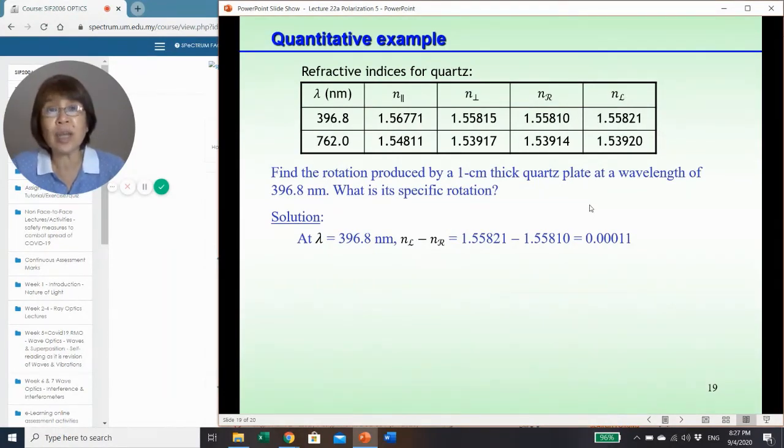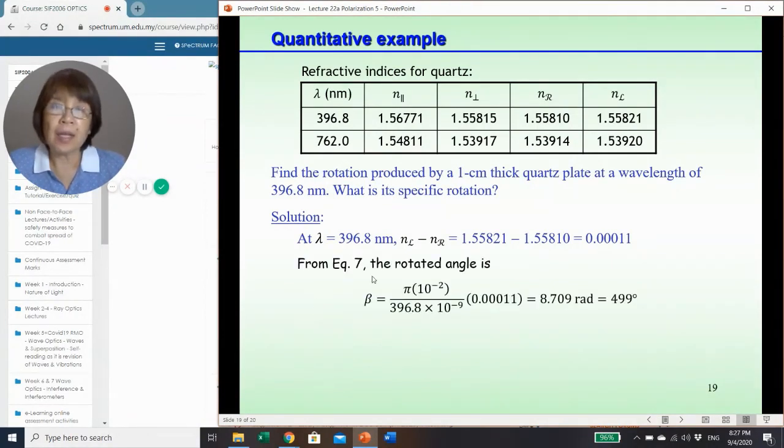And from the equation that we derived earlier, the rotated angle equals pi Z, which is the distance it traveled in the quartz plate or the optically active material, divided by lambda 0, which is the wavelength that we are considering, multiplied by the difference between NL and NR, which happens to be 0.000011. So substitute that 1 cm is 10 to the minus 2 meters. Then this will give us 499 degrees.